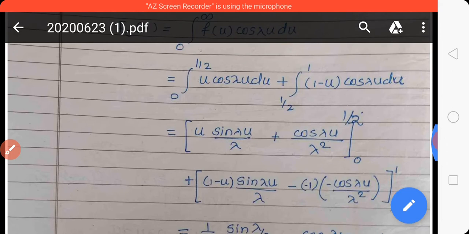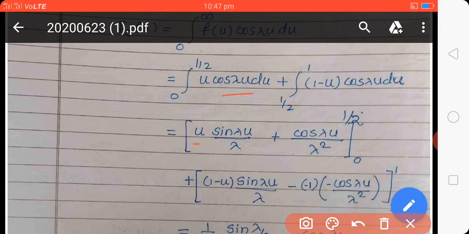Here first we take u constant, and the integration of cos lambda u is sin lambda u upon lambda, plus we take the derivative of u, which is 1, into the double integration of cos lambda u. The first integration is sin lambda u upon lambda, and the double integration is cos lambda u upon lambda square. Put the limits from 0 to half.